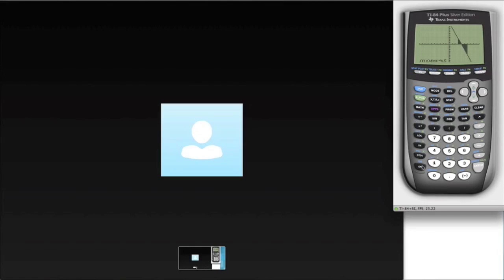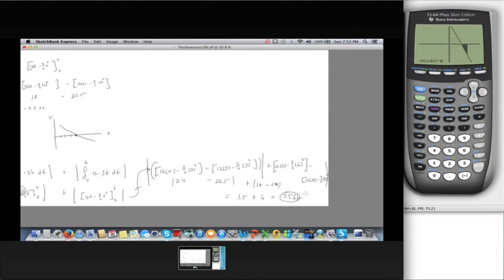So, second calc. Let's see. From 3 to 4, we should get 1.5. We do. And then from 4 to 6, we should get negative 6. And we do. So 7.5 feet.